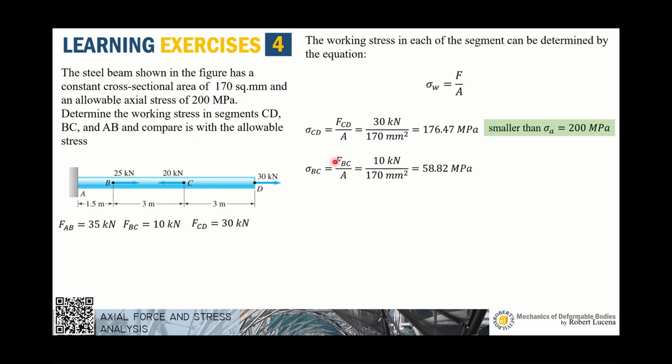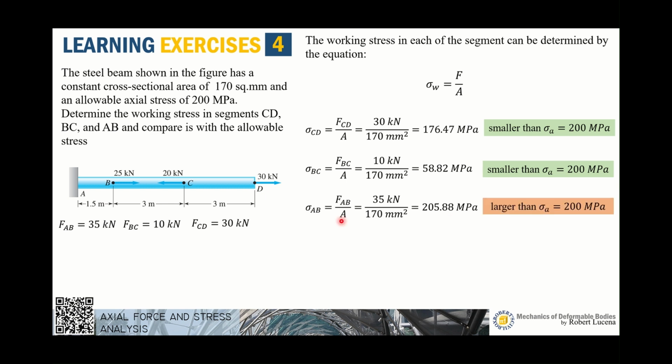This time, segment BC, we have 10 kilonewton internal force. Divided by the area, we have 58.82 megapascal. So it's actually far lower than the allowable axial stress of 200 megapascal. So it is safe from this load. Now let's check stress for segment AB. So FAB is equal to 35 divided by 170. You have now 205.88 megapascal.